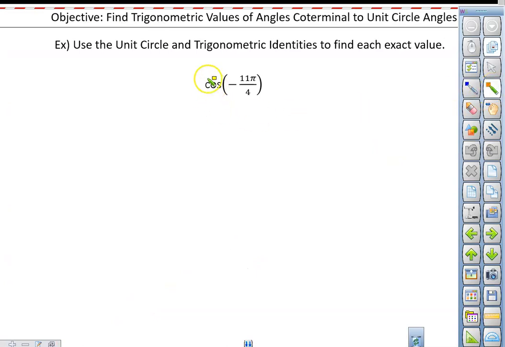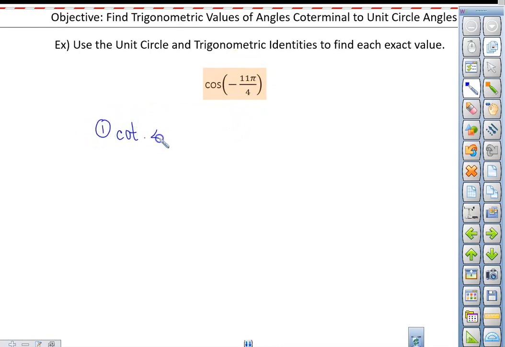All right, so here we are going to find the cosine of negative 11 pi fourths radians. Again, we're not going to need our trigonometric identities because cosine is part of our unit circle. It's our x-coordinate. We just need to figure out what angle in our unit circle is coterminal with negative 11 pi fourths radians. So we do that first.